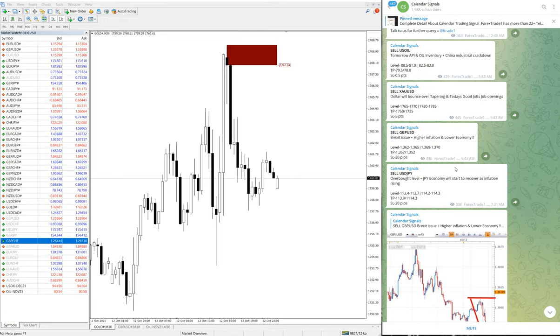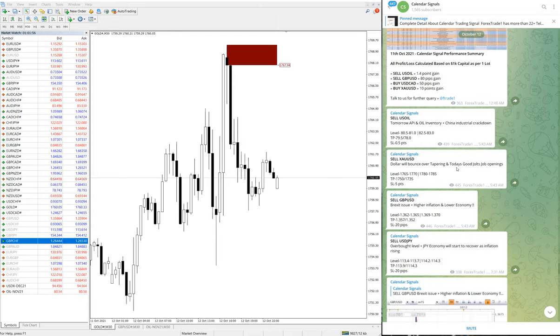We'll start from today's given signals and verify all the details. Starting from today's signal, as we can see here, these are all the signals that were given today: sell USOIL, sell XAUUSD, sell GBPUSD and USDJPY. So four signals are given today.